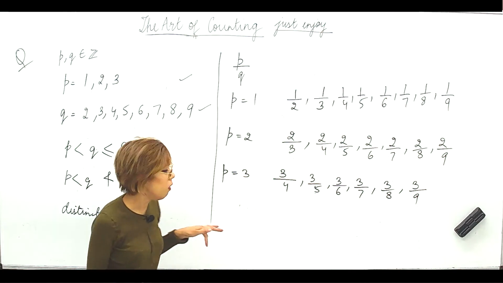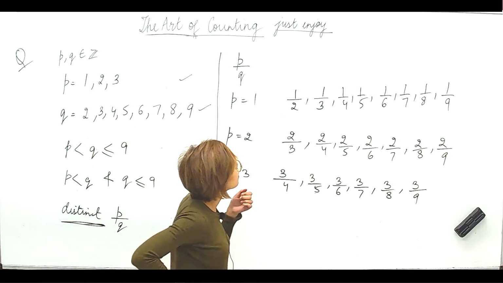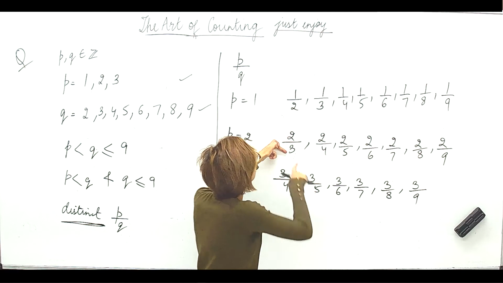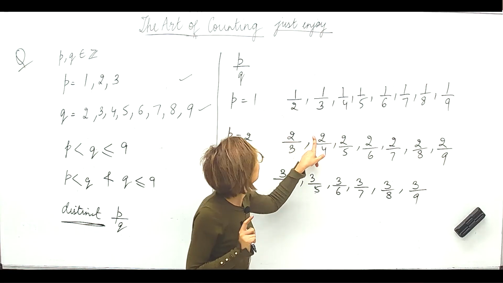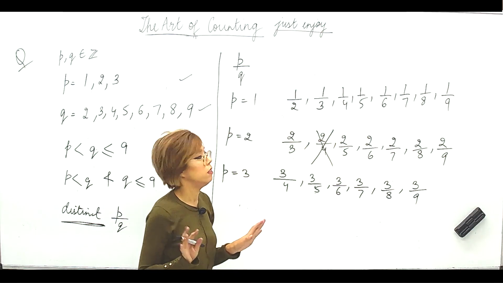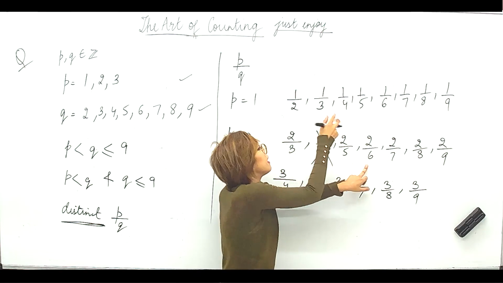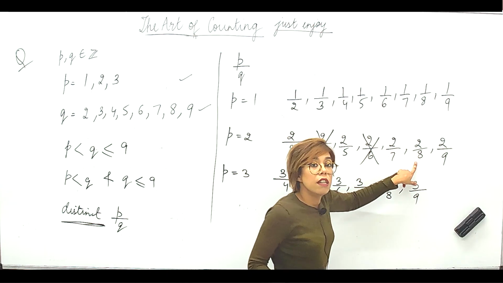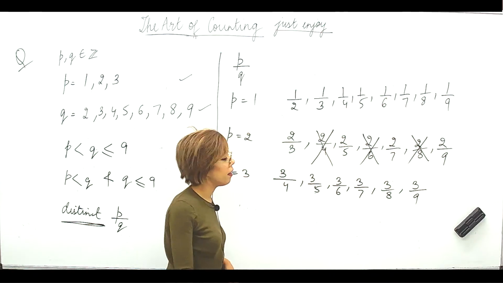Oh, problem. He says distinct rational numbers. There is no repetition allowed. In the upper ones, no repeat is happening. Here, 2 by 3, is it coming here? No. 2 by 4, what is 2 by 4? 1 by 2. Oh, 1 by 2 is already coming. You have already taken this case. 2 by 5 is not repeated. 2 by 6, that is 1 by 3, already taken. Cut out this case. 2 by 7 is fine. 2 by 8, reduced form is 1 by 4, already taken. Cut out this one. Right?